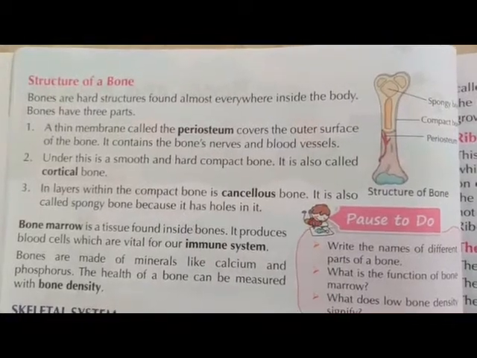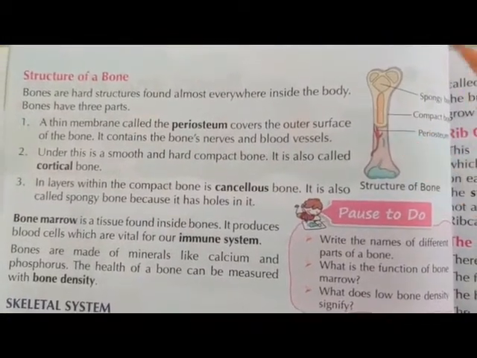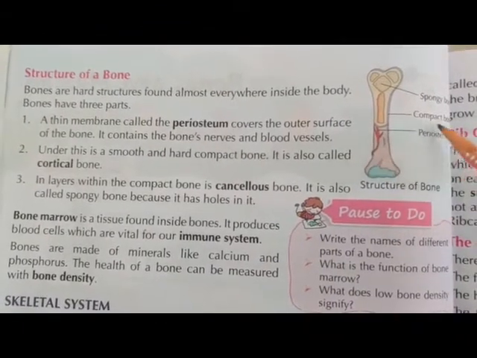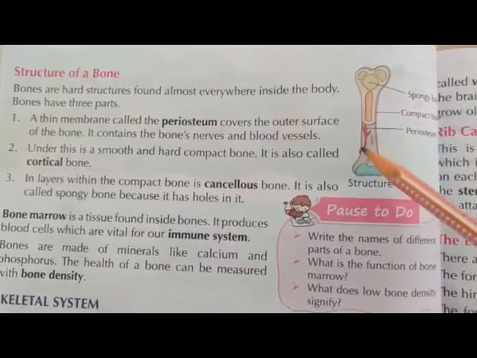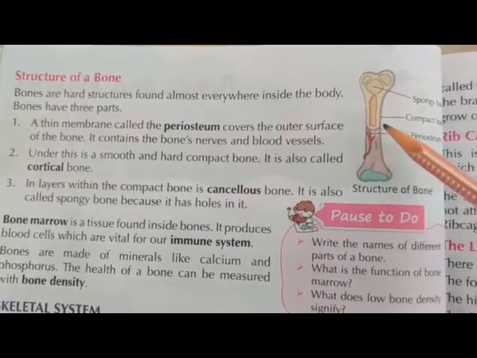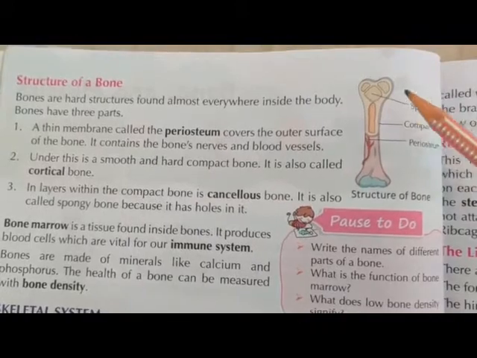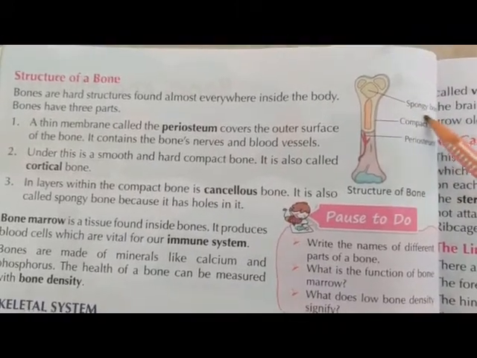So now we will be studying the structure of bones. The structure of bones consists of three parts. The first, upper layer is the periosteum, which contains the blood vessels, while the next level is compact bone, and the inside is filled with spongy bone.